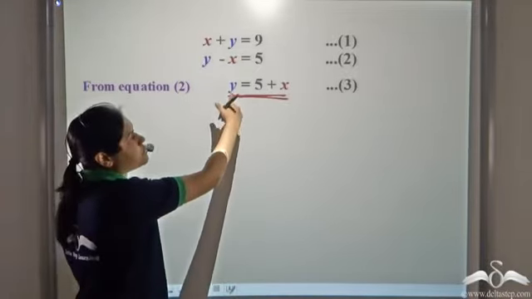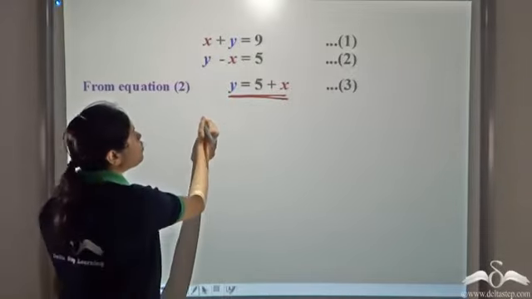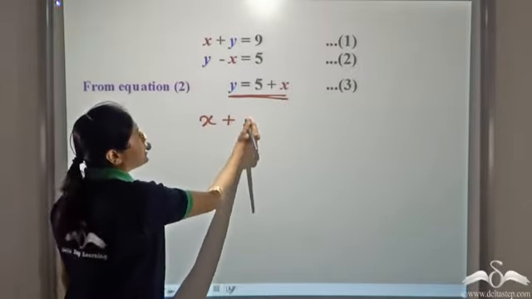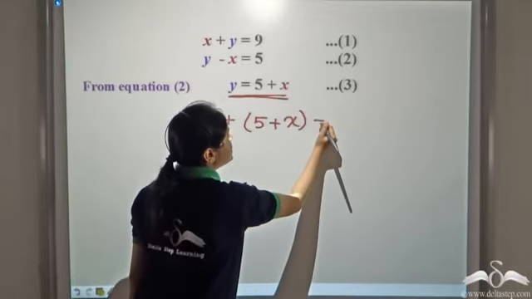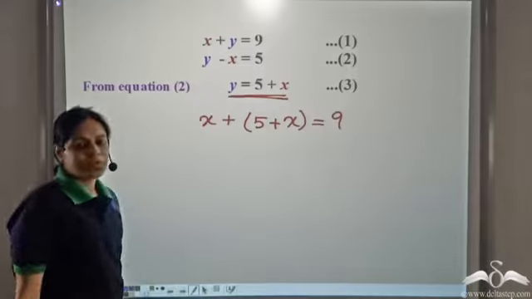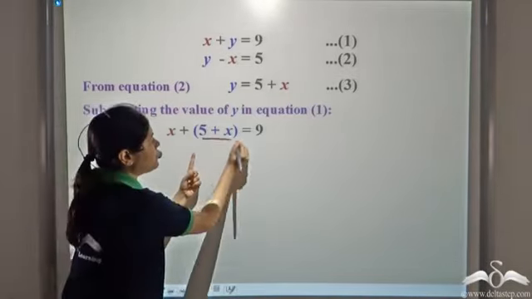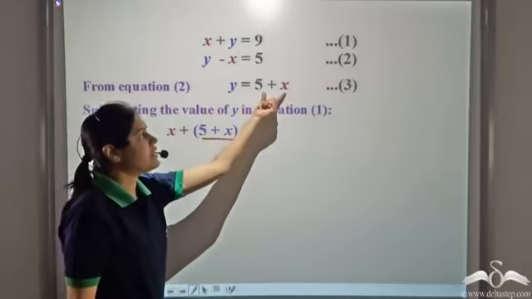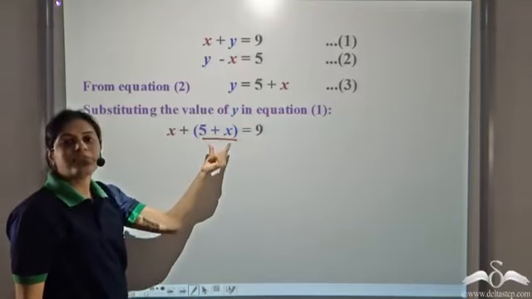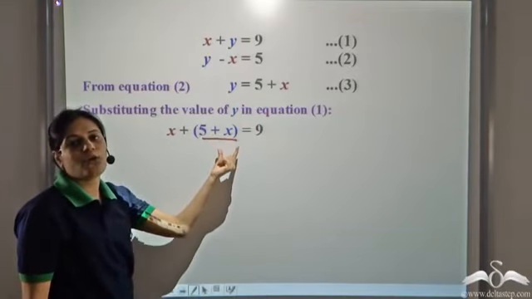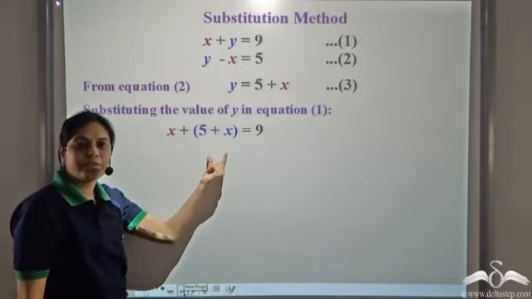Now we can substitute this value of y in equation 1. So in place of y in equation 1, we can write this. We have substituted this value of y in equation 1. So in place of y, we have written 5 plus x. And since we have substituted the value of y, this method is known as the substitution method.